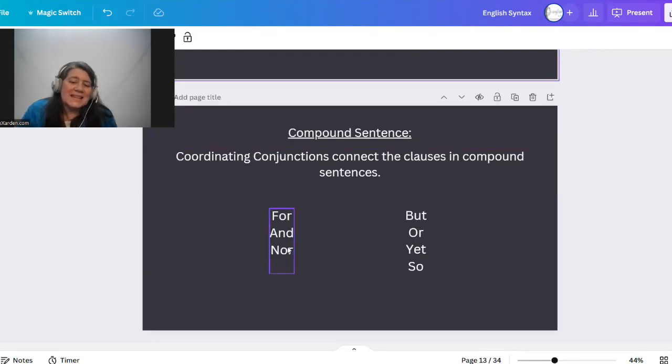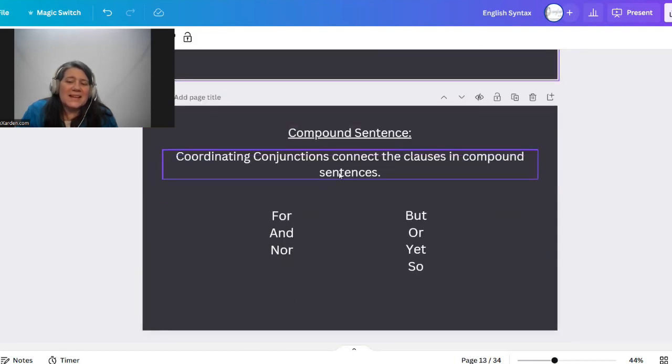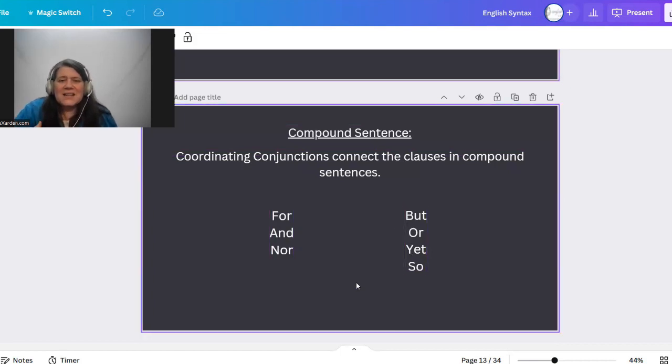We can connect these sentences. I connected that last sentence with the word and, like this. But we can connect the sentences with any of these. We call them FANBOYS because the FANBOYS tells us exactly what coordinating conjunctions can be used. These are the 7 coordinating conjunctions, okay?